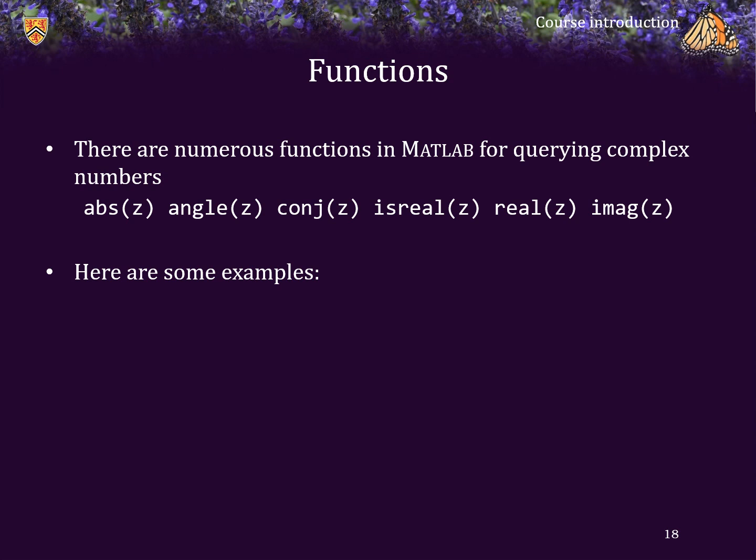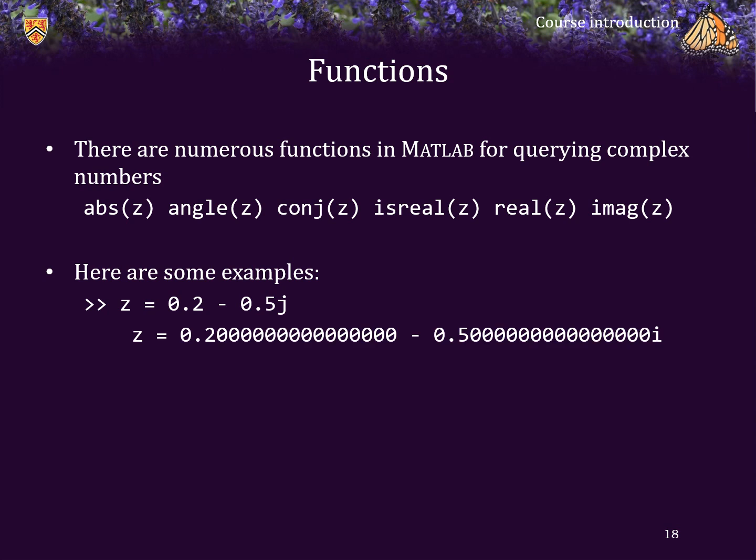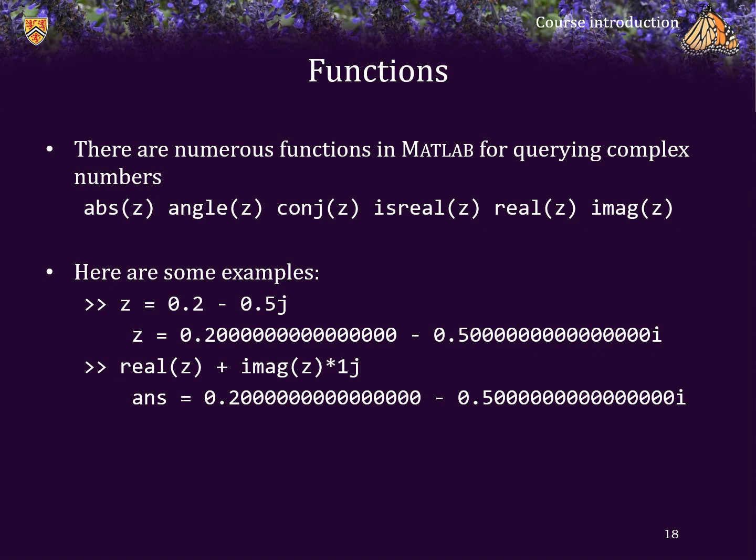Here are some examples. Let's start by defining z. There we go. We can now see that z is equal to the real part of z plus the imaginary part of z times j. Again, we should always use 1j. And of course, those two are equal.